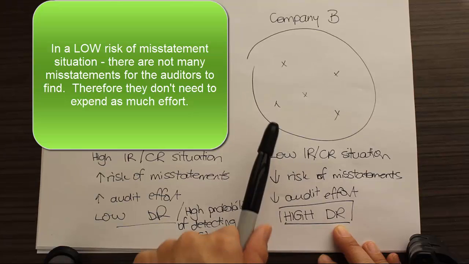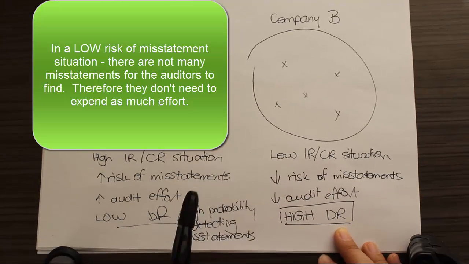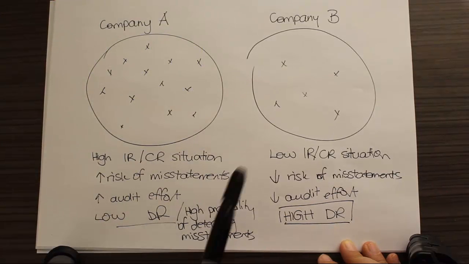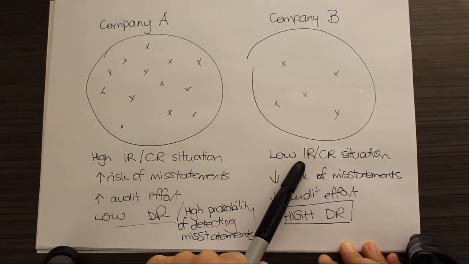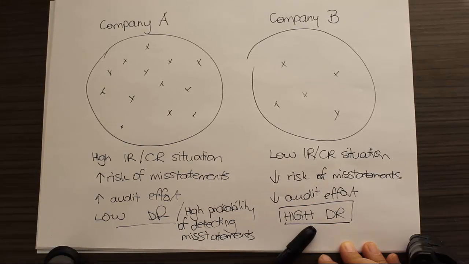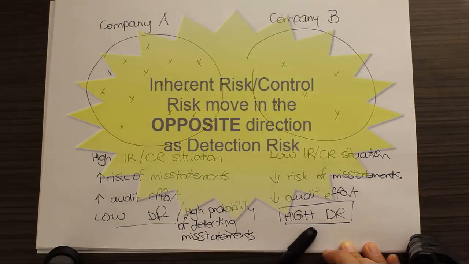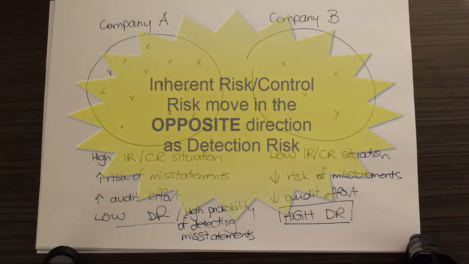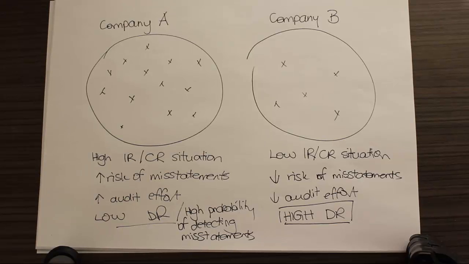So for the auditor, they don't need to spend as much time. So where we've got higher inherent and control risk, we have low detection risk. We have lower inherent and control risk, we can have high detection risk. A higher risk of not finding the errors because there's not so many to find. So remember, our inherent risk and our control risk move in opposite directions to detection risk, not the same. So they move in opposite directions.